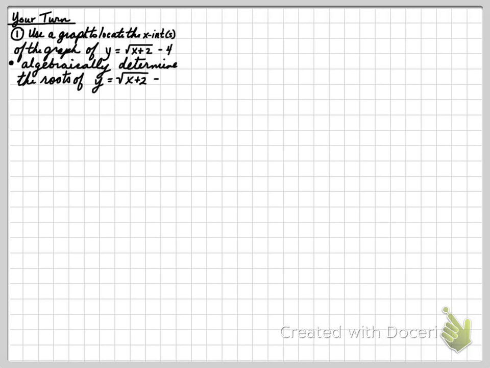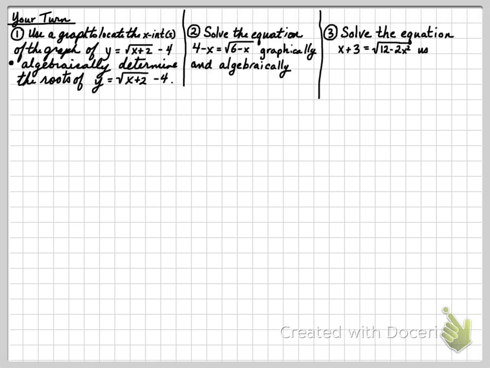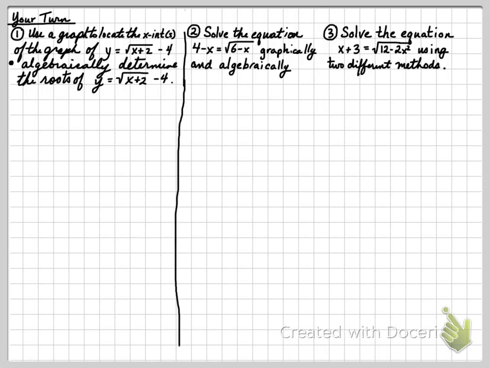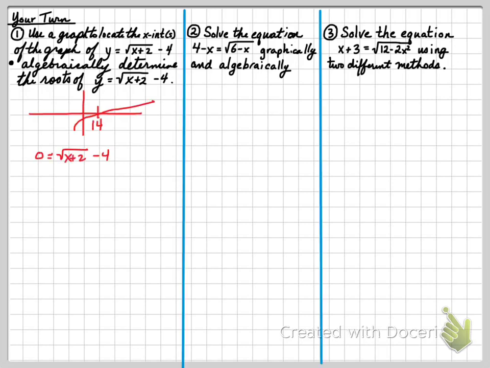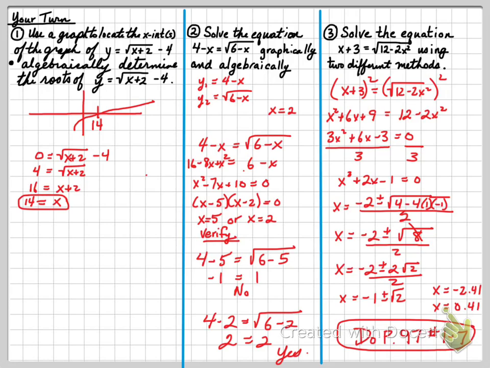Your turn. This time, you're going to do these three. In the first one, you can stop now, do these, and then come back and correct them. And as we correct them, you're going to see the three solutions. Your assignment for this section is to do page 97, numbers 1 to 7.